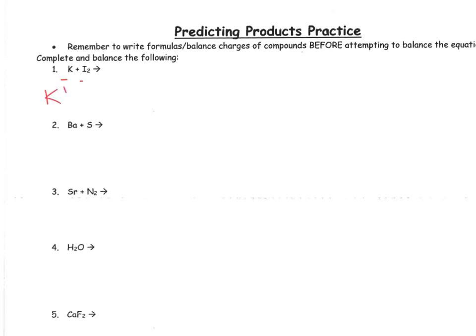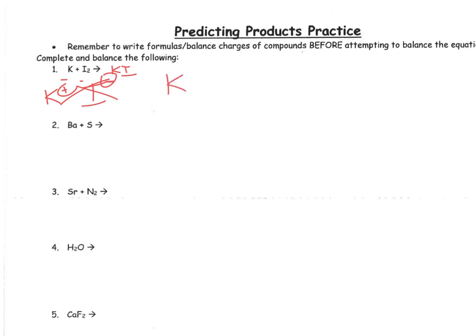My potassium has a +1 charge. And do you know how to determine the charge on iodine? That's right, you go to the periodic table and look at your 1 plus, 2 plus. Iodine's in column 17, so it has a -1 charge. So I'm just going to crisscross those and make KI.